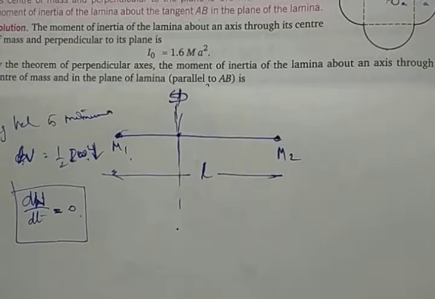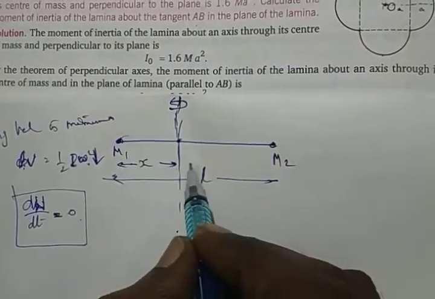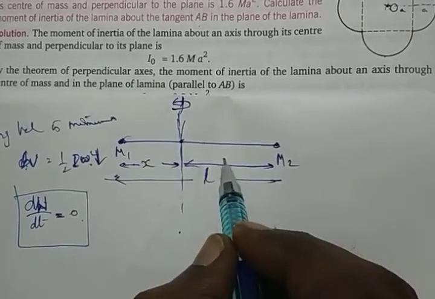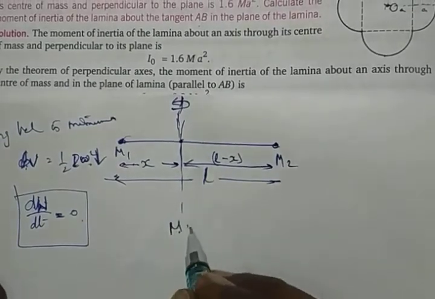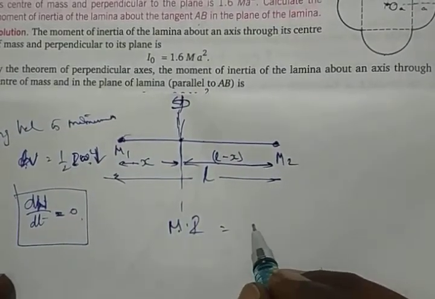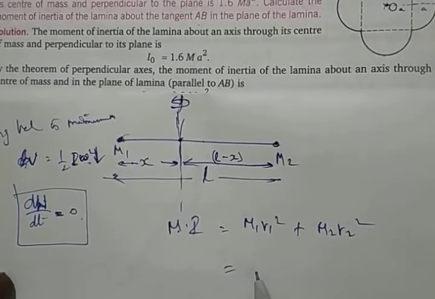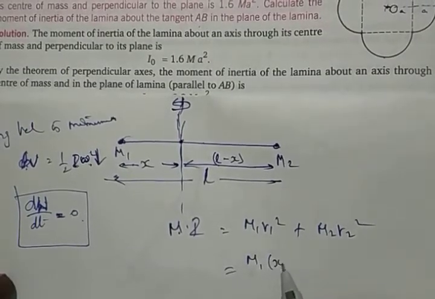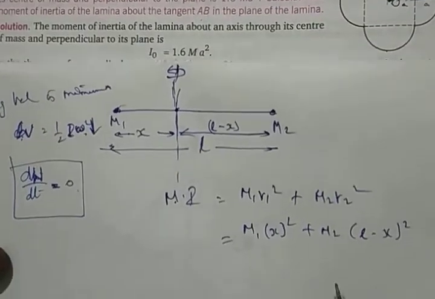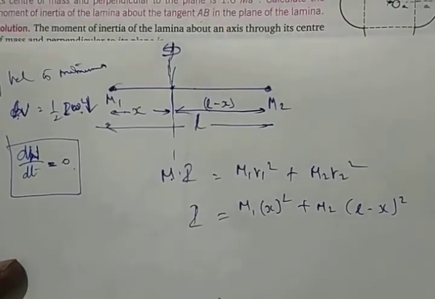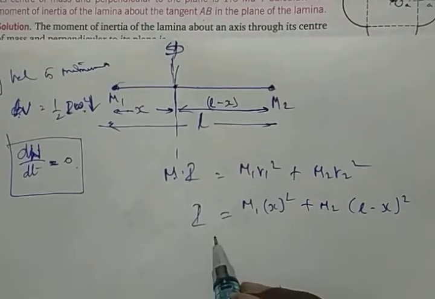The way in which we are going to see is, consider x is the distance here, and the distance here is going to be equal to L minus x. So the moment of inertia is going to be equal to m1 r1 square plus m2 r2 square. We know this already. So m1 into x square plus m2 into (L minus x) the whole square. That is the moment of inertia.